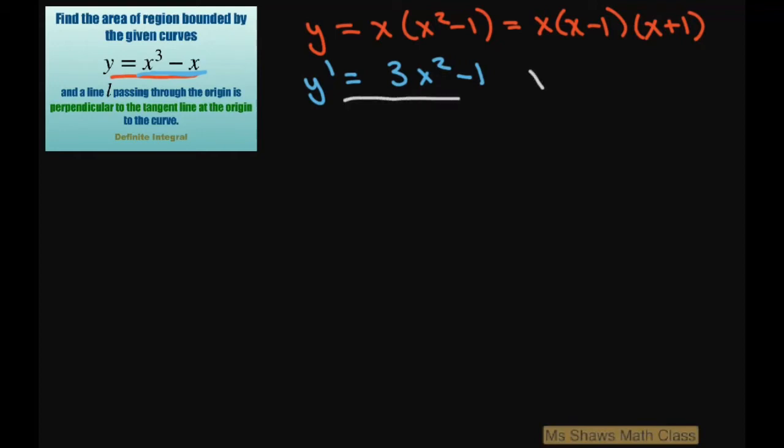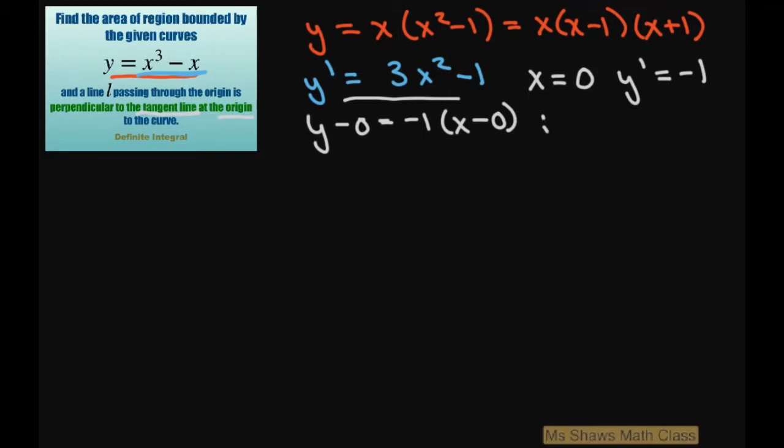When x is 0, y prime is negative 1. That means the slope of the tangent line is negative 1. So the equation of the tangent line at the origin is y minus 0 equals negative 1 times x minus 0, so y equals negative x. The slope of the normal line, therefore, is 1, and you're going to get y equals x.